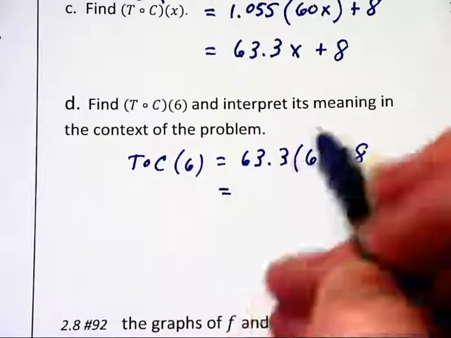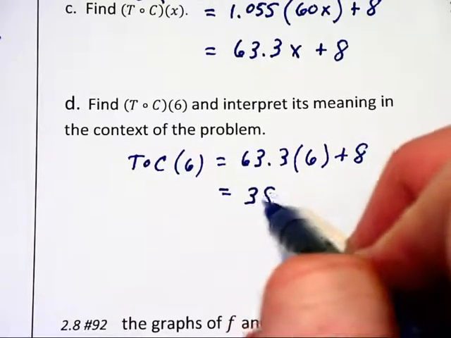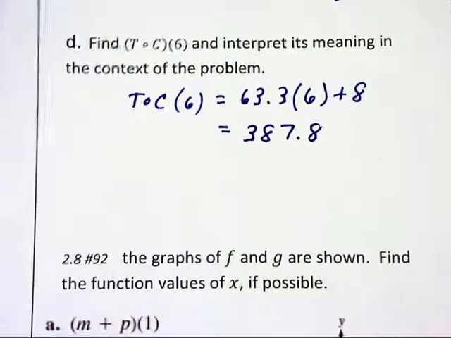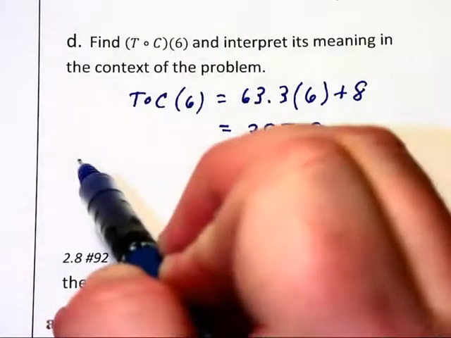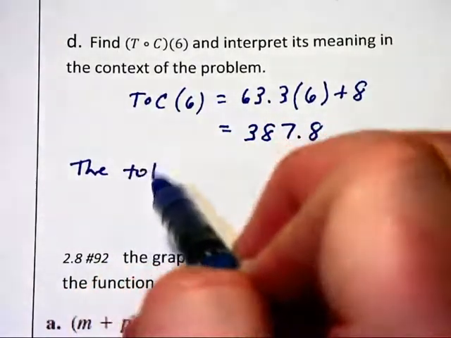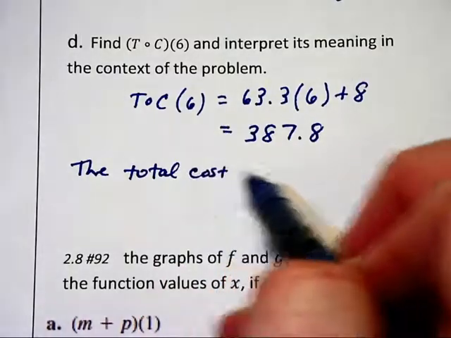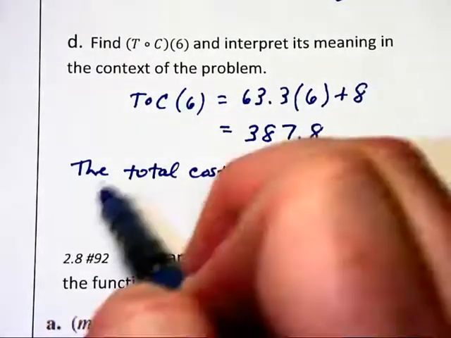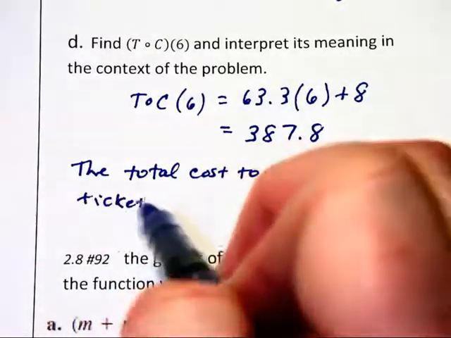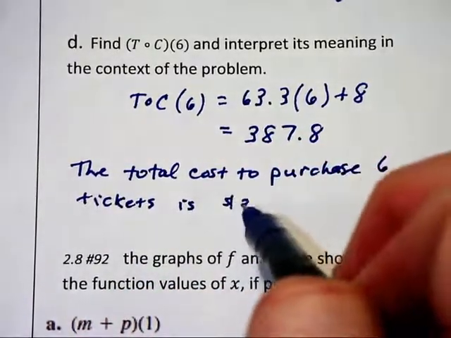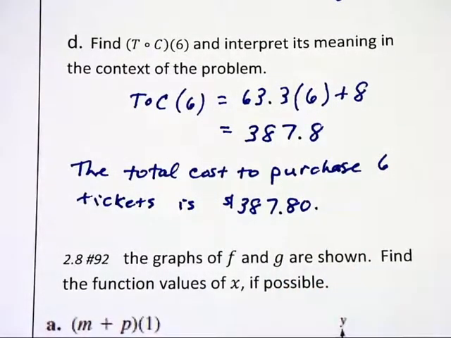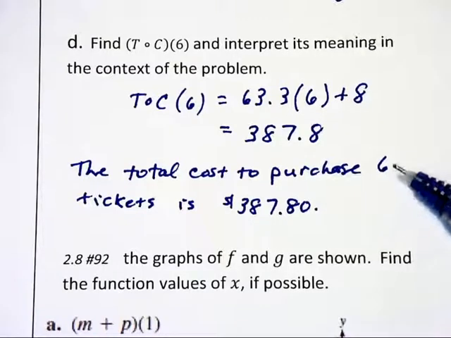And I've done this on my calculator already. This will be 387.8. And we are being asked to interpret this. That says the total cost to purchase 6 tickets is $387.80.